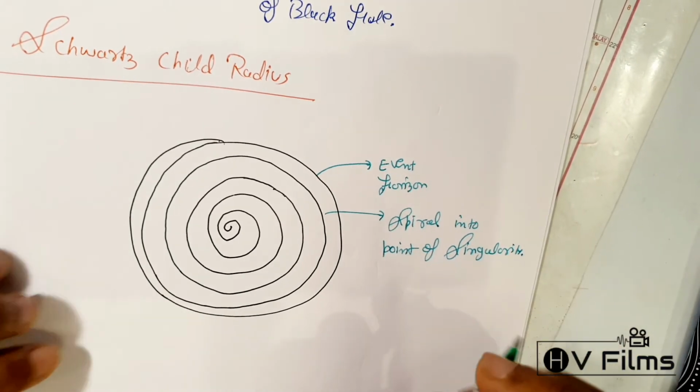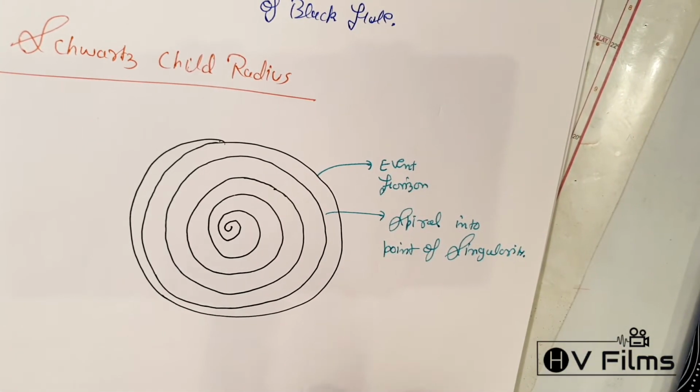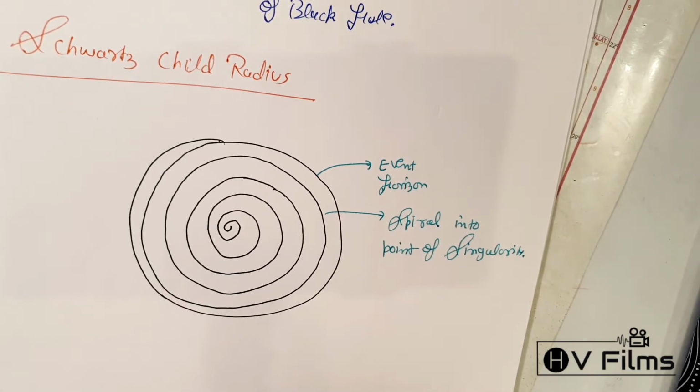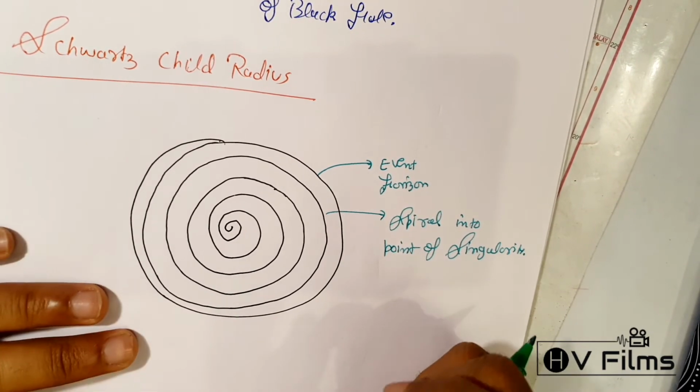singularity. Now this matter from the neighboring star forms a disk-like structure around the black hole, and that is called the accretion disk.